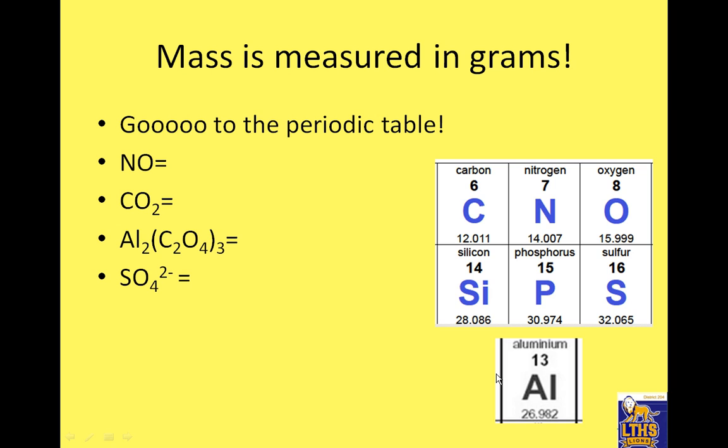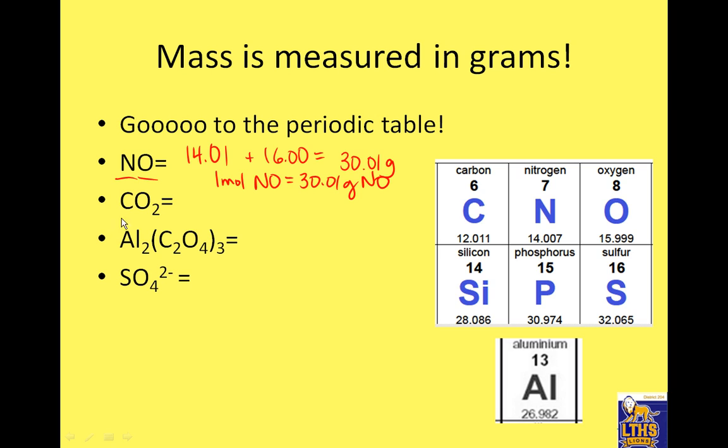Okay, so mass is measured in grams. So you've got to go to the periodic table when you want to get grams. If I wanted to know the mass of 1 mole of a gas, I would need to go to the periodic table. So here's nitrogen and oxygen. Nitrogen has a mass of 14.01, and oxygen is 16.00. So the mass of 1 mole is 30.01 grams. So 1 mole of NO would have a mass of 30.01 grams of NO.